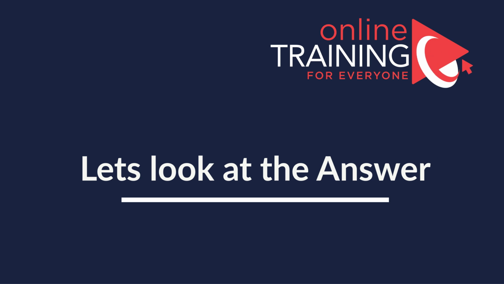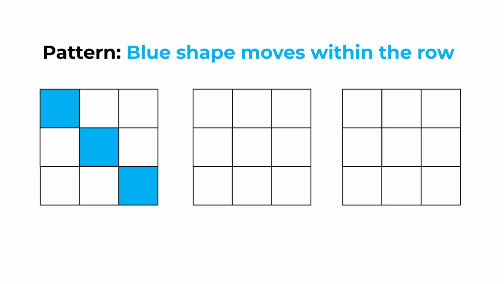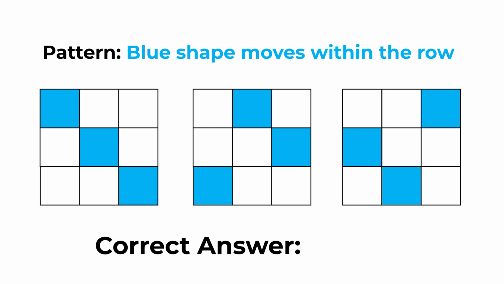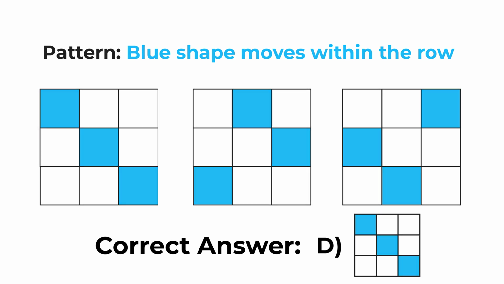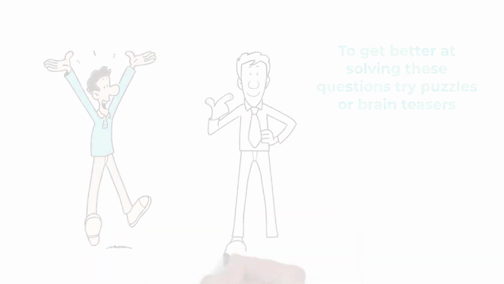As always, my advice to you, look for patterns. And determining the pattern is key to solving this particular problem. What you need to know to answer this particular question is that the blue shape moves within the row of the larger shape. In each row, the blue shape moves from left to right, 1 step at a time. And once the blue shape reaches the end of the row on the right, it reappears on the left. So the correct answer here is choice D. Hopefully you've nailed this question and now know how to answer similar problems on the test.